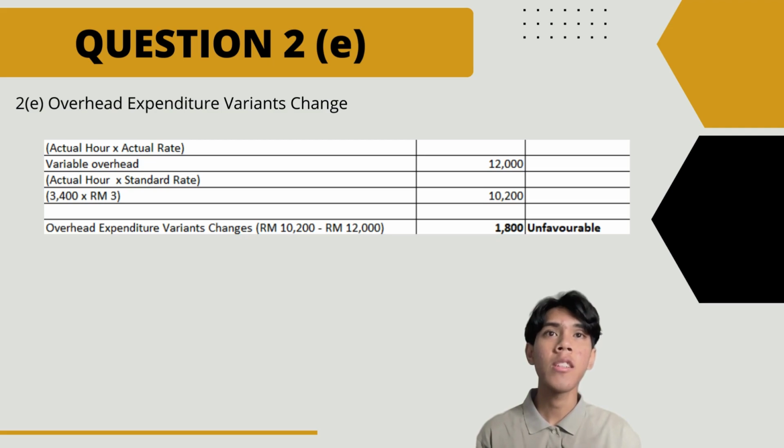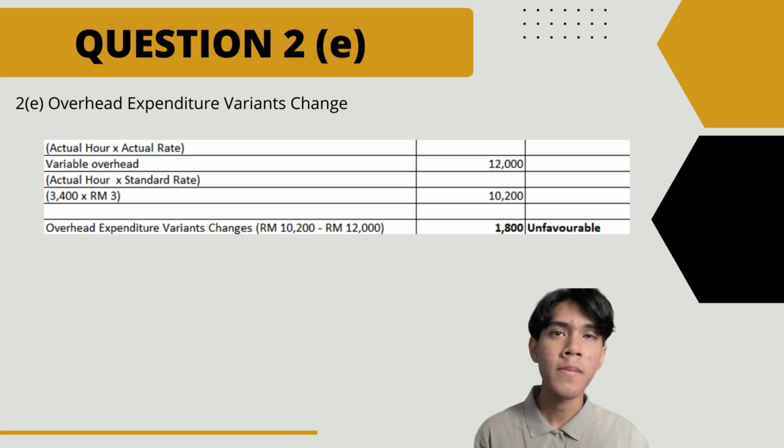So for the next question is question 2E. The question asks for overhead expenditure variance, and the calculation is by minus variable overhead, which is already stated in the question, which is 12,000, and we calculate the actual hour times standard rate, which is 3,400 times RM 3 ringgit, and we get 10,200. Then we minus 10,200 by 12,000, and we get 1,800 unfavorable. It is because actual is more than standard.